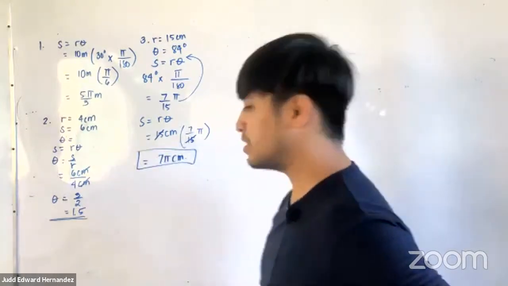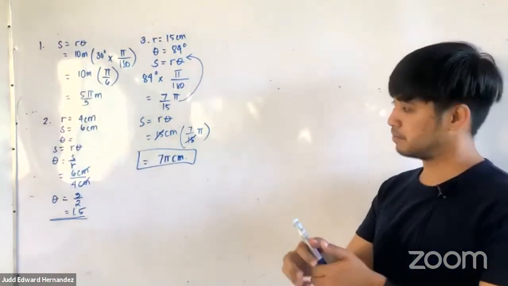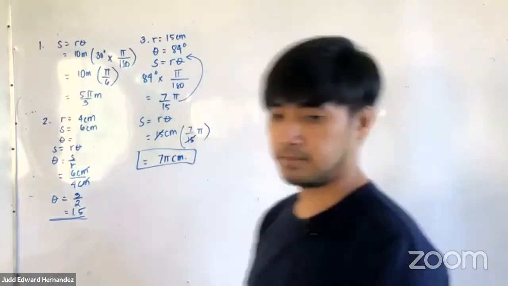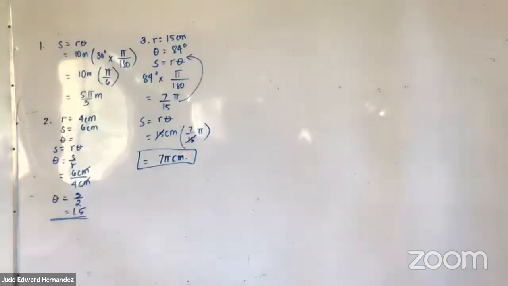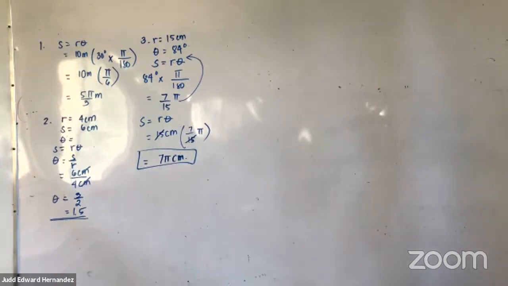Did you get the same answer? Nakuha niyo po ba yung 7 pi centimeters? Yes po. Okay, so let's continue our discussion. That is just for the length of the arc. What if we're now asked to get the area of the sector?